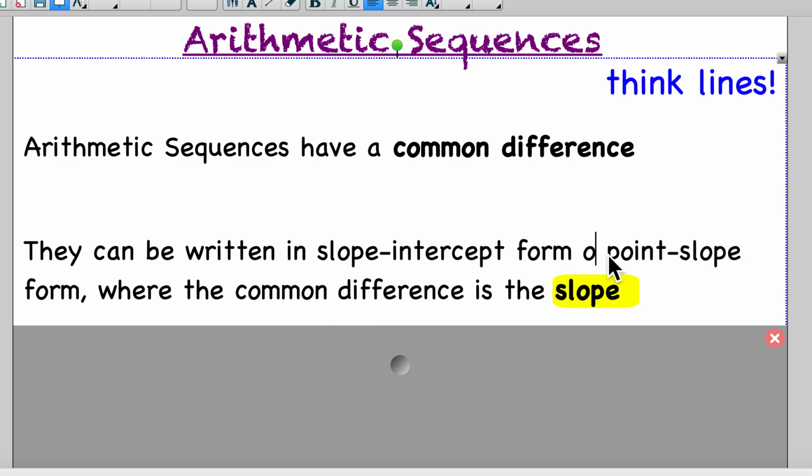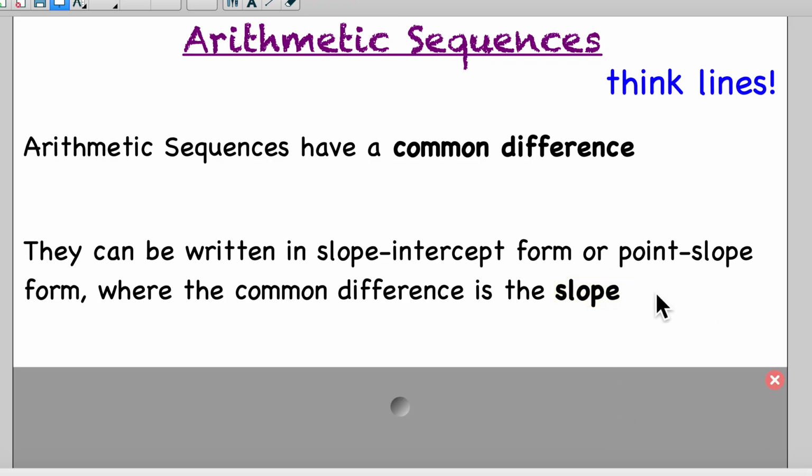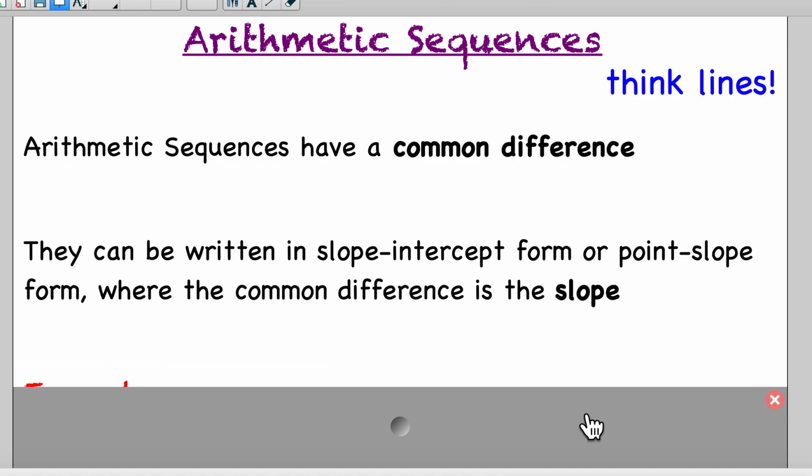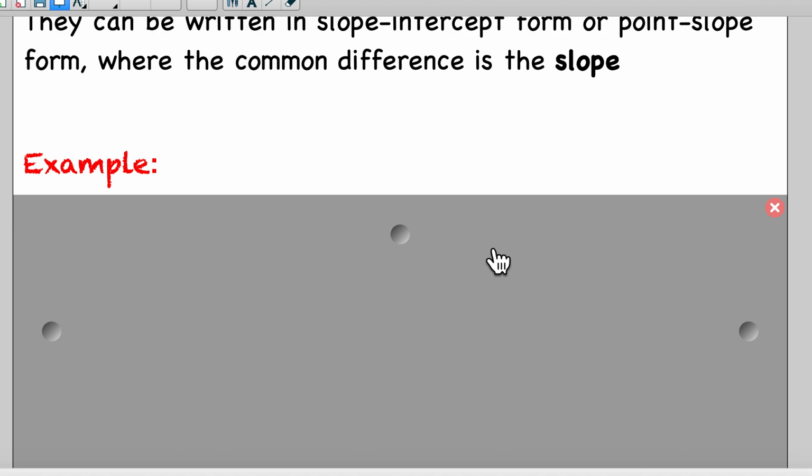That's a typo. But the common difference would be the slope of that line, right? So you can mostly use point-slope form today, but you can think of it as slope-intercept form as well. And we'll give you that form in a second.